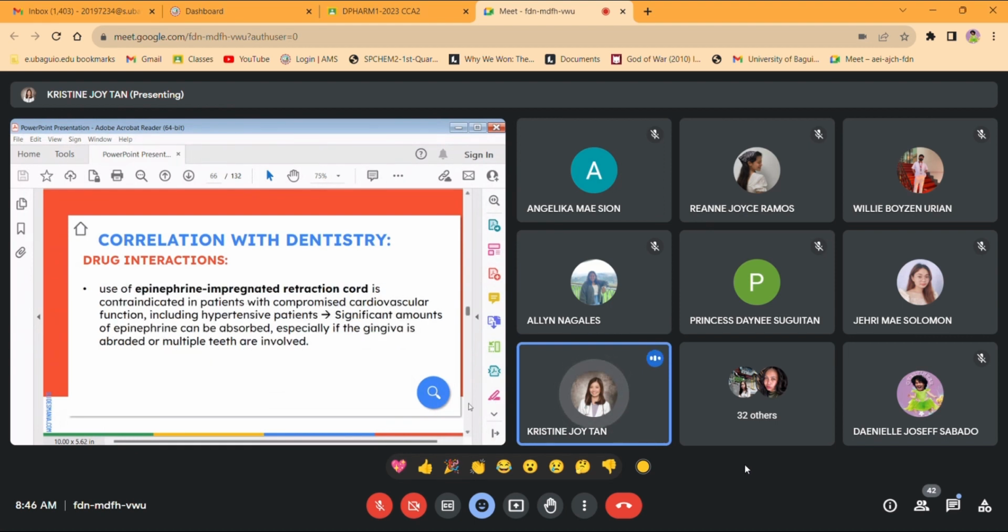Kaya very important kapag may gagawin kayong procedure, syempre, is to do your history taking first. Mag-history taking muna kayo. After history taking, you do your vital signs. So, dapat complete vital signs yan. You get their heart rate, blood pressure, lalo for hypertensive patients. Then, syempre, assess nyo yung history of medication ng patients ninyo.